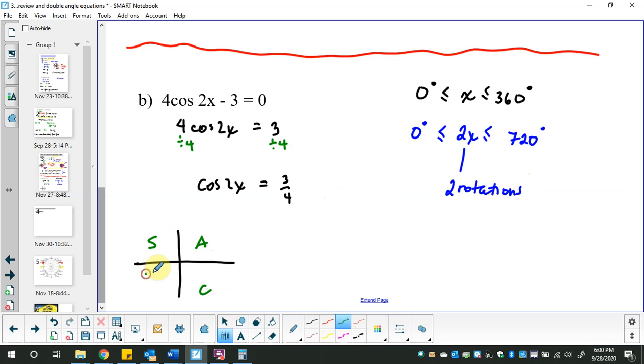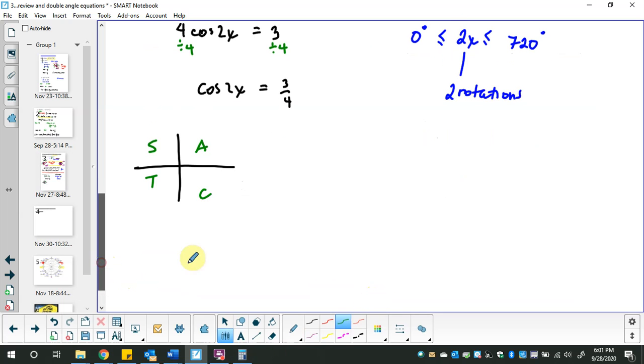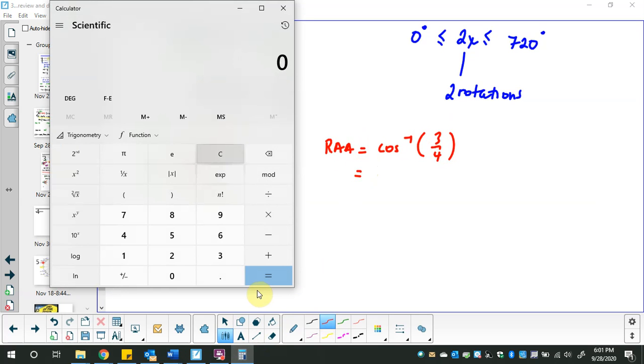So here we go again. And this time I'm going to show you how to save some button clicks on the calculator. So cos, positive value. So what I need to pull off is RAA is equal to cos inverse of positive 3 over 4, always positive. That rule is still in play. So 3 divided by 4 equals that decimal.